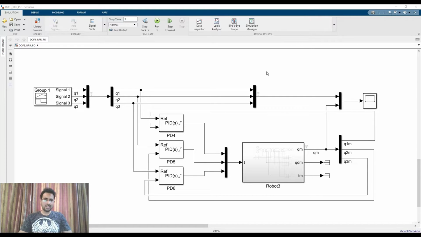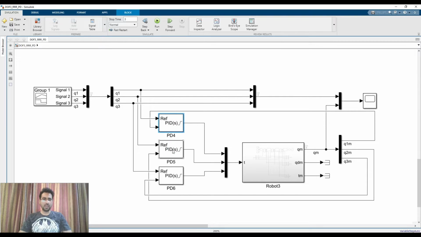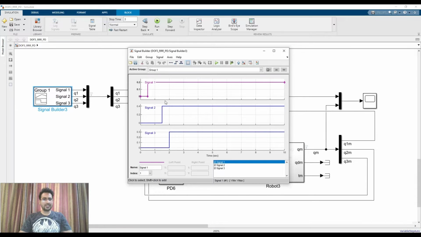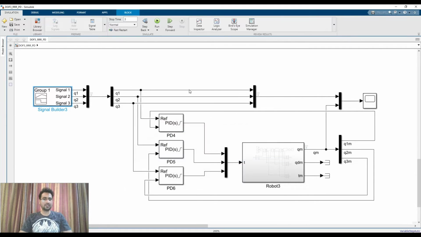So these are the PID controllers that we tuned in the last video, and these were perfectly tracking the reference set points that we were giving to them. Over here, if I open the signal builder, you can see that these are the 3 signals that I am providing as joint angles. Let me run this to see how the robot was following these 3 set points.